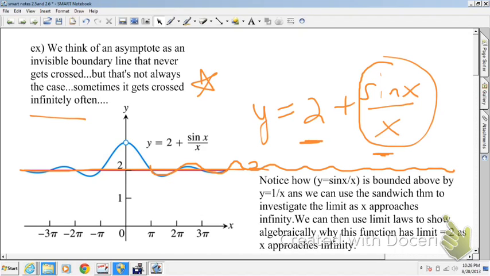Okay? But like I said, at this moment, I'm not going to make you do one like that algebraically. I would have you take a look at the graph, okay? But we could use limit laws, coupled with the sandwich theorem, to show algebraically why this function has a limit equal to 2 as x approaches infinity. But for now, just practice graphing that. Okay, let's see what's next.